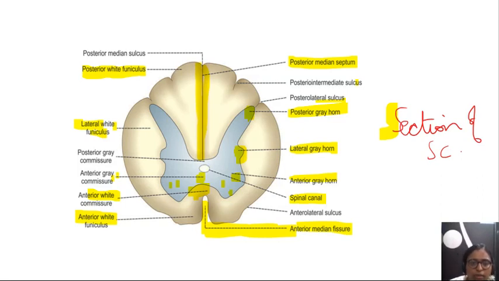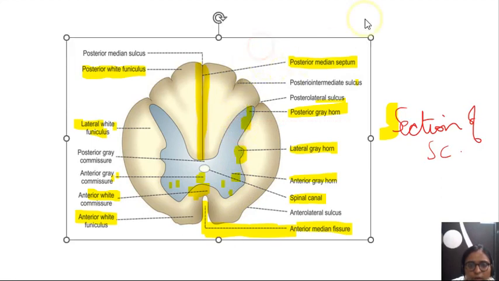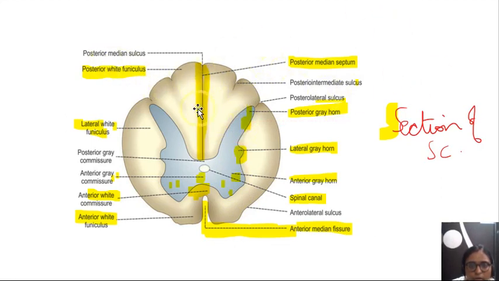Yeah, it's very easy. I told you there is no need to memorize it. You just have to see that the inner structure is your gray matter and the outer structure is your white matter. So we have to name it accordingly. Likewise, I told you. Fine.